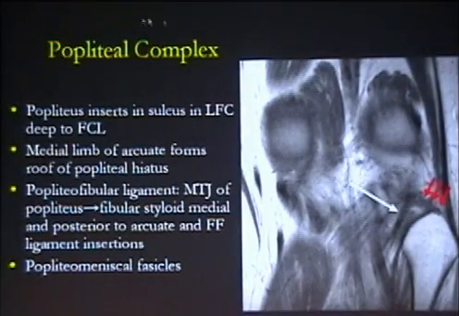Finally, let's talk about the popliteal complex. The popliteus tendon itself inserts into a sulcus in the lateral femoral condyle, deep to the fibular collateral ligament. The medial limb of the arcuate ligament forms the roof of the popliteal hiatus. We talked about that. The popliteofibular ligament comes from the myotendinous junction of the popliteus and inserts on the fibular styloid, medial and posterior to the arcuate and the fabellofibular ligaments. Okay, that's a lot of words.